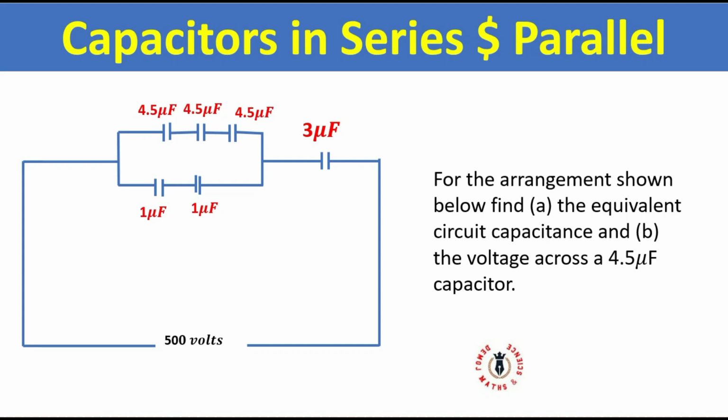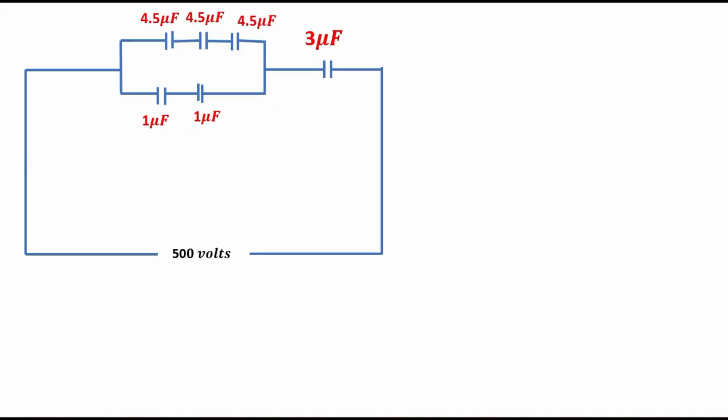The question says, for the arrangement shown below, find the equivalent circuit capacitance and voltage across a 4.5 microfarad capacitor. The first thing I want us to do is to label these capacitors. Let's call this C1, C2, C3, C4. I'll tag this my C5 and C6.